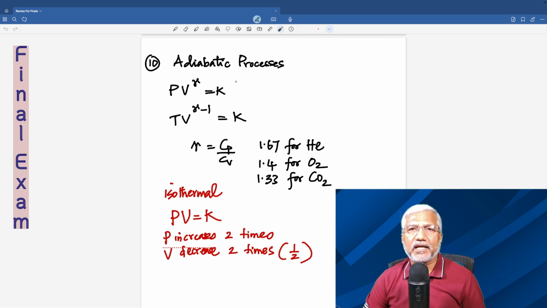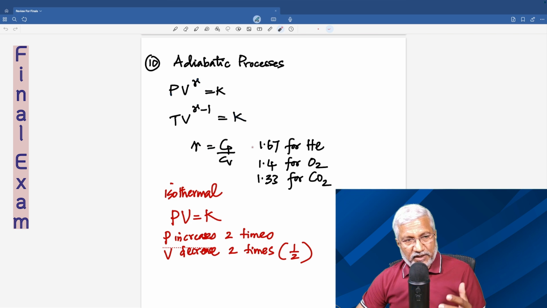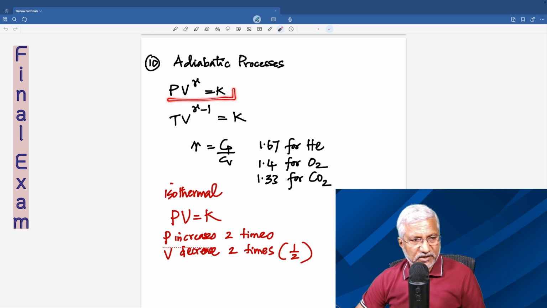So the story is that gases have two specific heats. One is specific heat at constant pressure. The other is specific heat at constant volume. And the top one is always bigger than the bottom, so the ratio turns out to be more than 1. And for monoatomic gases, it's 1.67. For diatomic, it's 1.4. For polyatomic, it's 1.33. I'm talking about the values of gamma. Anyways, you have to remember that if it's an adiabatic process, this is the formula used.